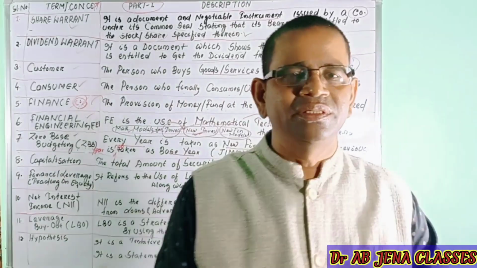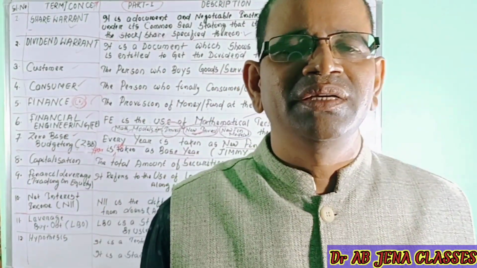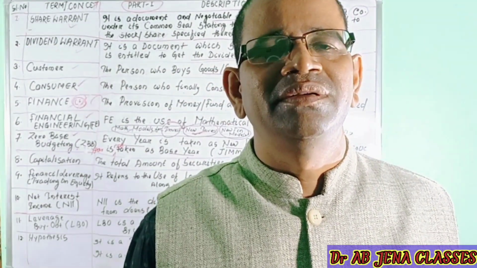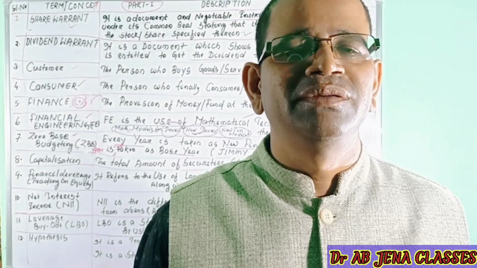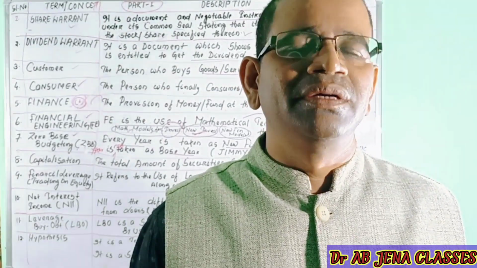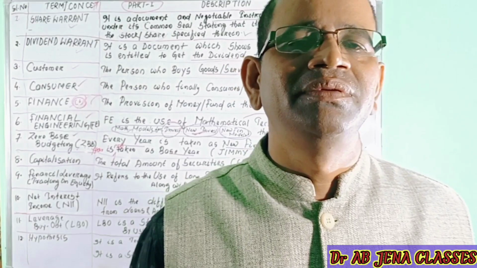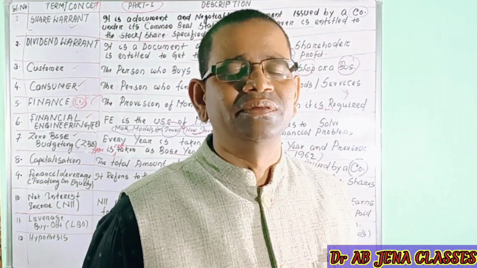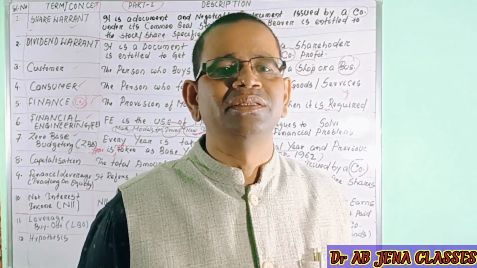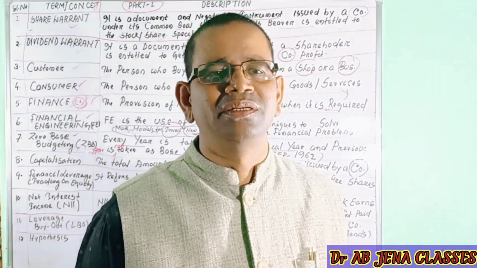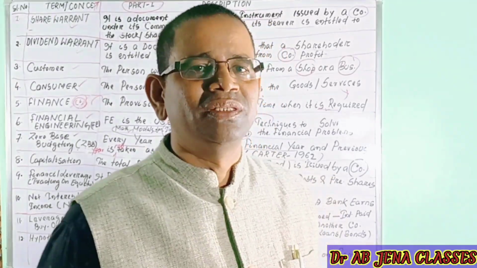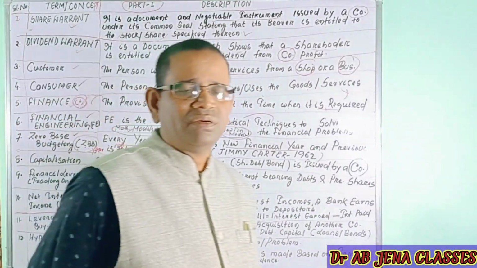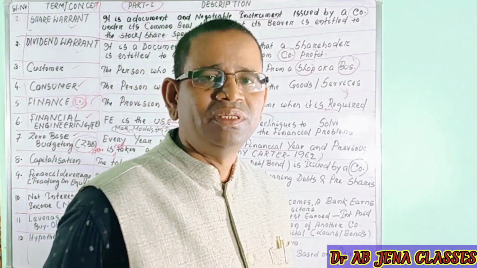So every year, it's one of the modern techniques. In budgeting there are normally two types of techniques: the traditional budgeting techniques, and the second one, the modern techniques of capital budgeting. In a separate video we will discuss in detail what the techniques of capital budgeting are, the traditional budgeting techniques and the modern capital budgeting techniques. So zero based budgeting is one of the modern capital budgeting techniques. In a separate video we will discuss in detail.